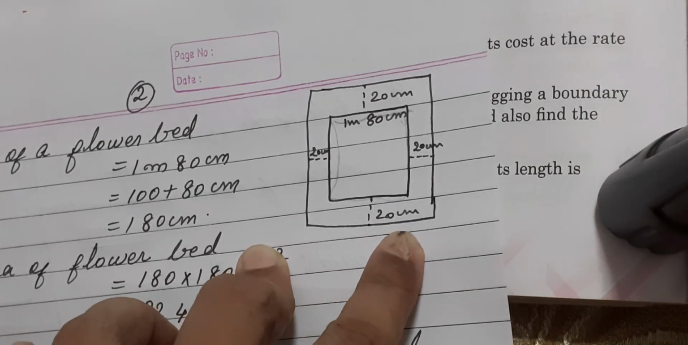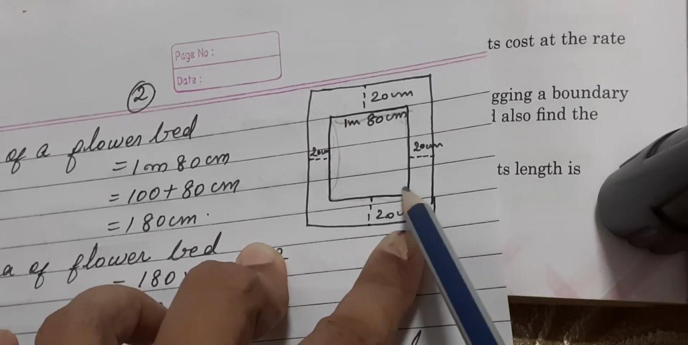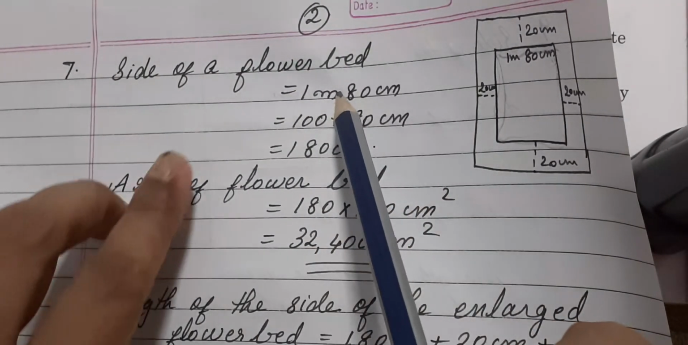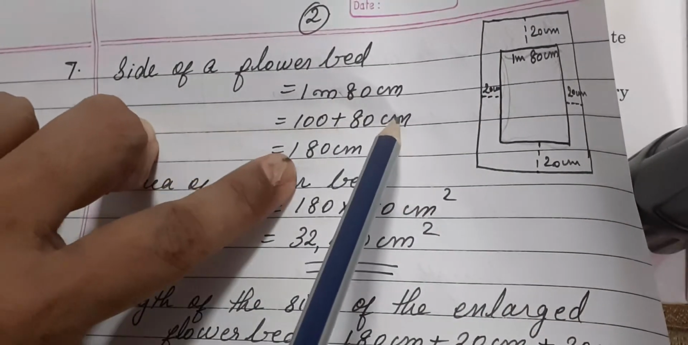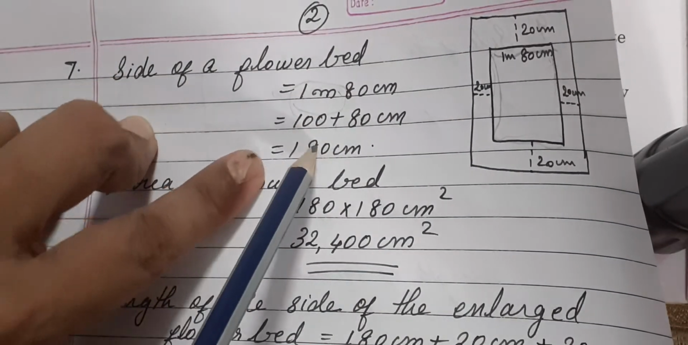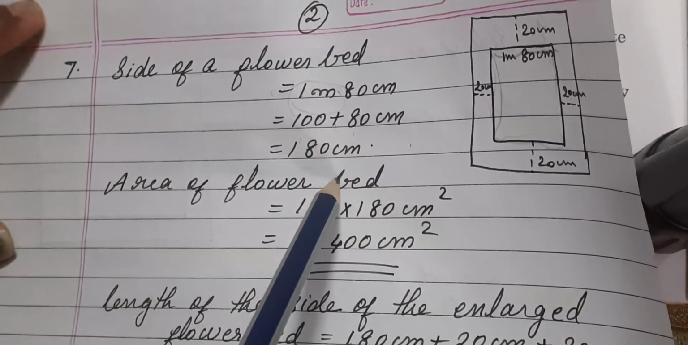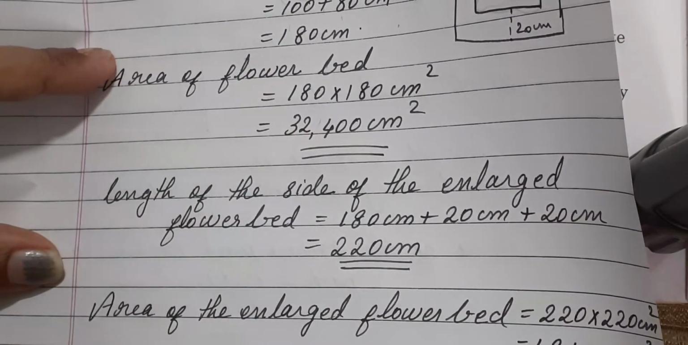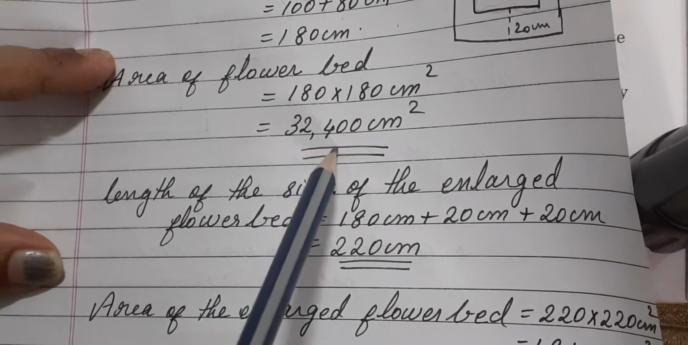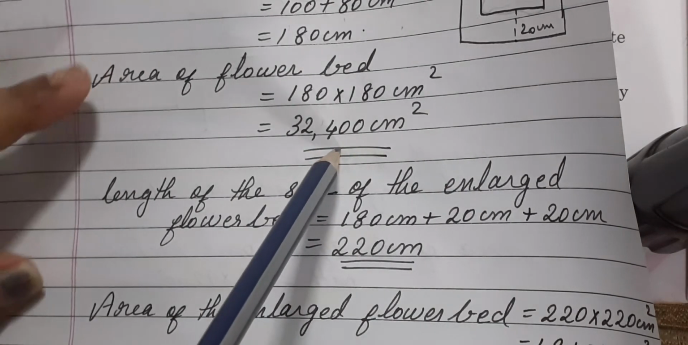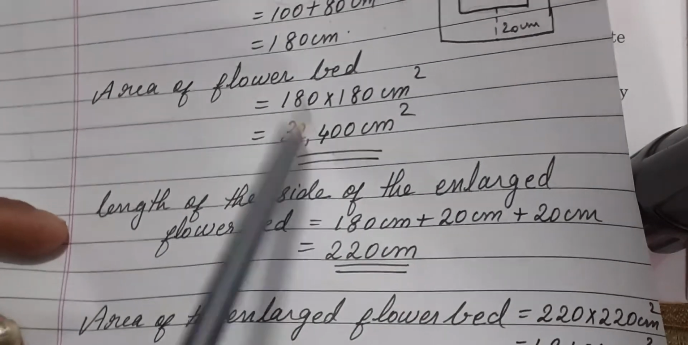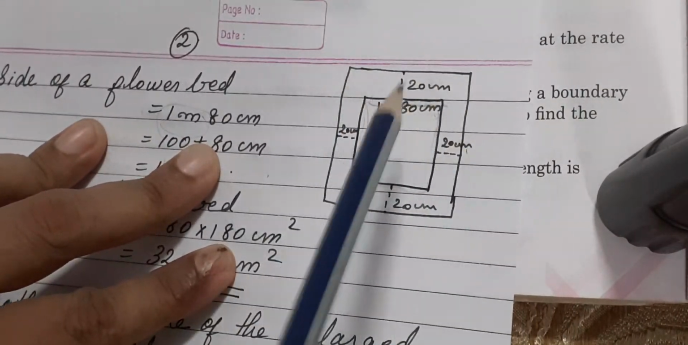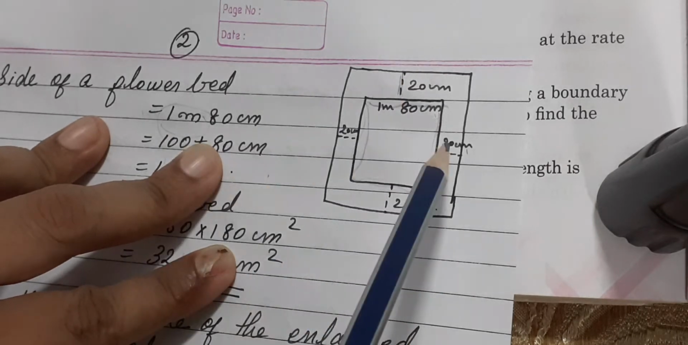So we are able to calculate the area of this square flower bed. How? Side of the flower bed is given as 1 meter 80 centimeter. So 1 meter means 100 centimeter, and 100 plus 80 is 180 centimeter. So area will be side into side, isn't it? So 180 into 180, that's equal to 32,400 centimeter square will be the area of the flower bed. Then they said they enlarged the flower bed on all the four sides, 20 centimeter each.